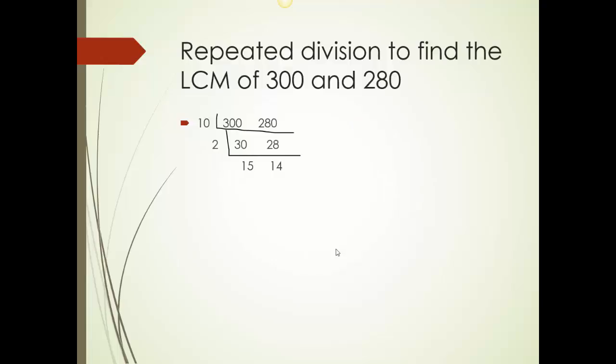Let's try another one with repeated division. So this one's 300 and 280. And this is not the first time we've had this with a 0 at the end where we say go ahead, jump, and divide by 10. So 10 goes into 300, I get 30 times. 10 into 280 is 28. Those numbers are even, so I'm going to divide by 2 and get 15 and 14. At this point, 15 and 14 are relatively prime, so now I just want to multiply those outside kind of L-shaped numbers. So 10, 2, 15, and 14 gives me 4,200.